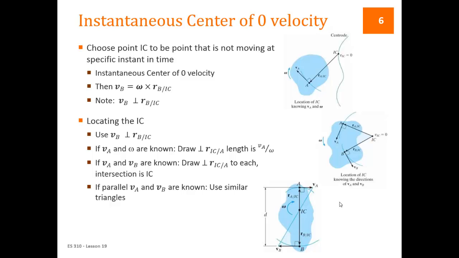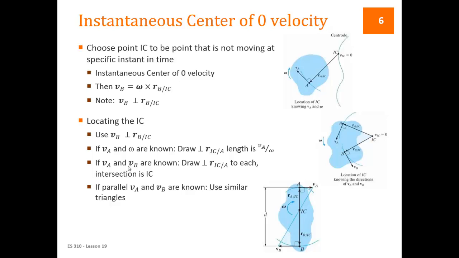Well, for one thing, we recognize that our radius from our point relative to our instantaneous center is going to be perpendicular to the velocity of our point. Using that, we can locate IC. We can draw that perpendicular line to our velocity, and somewhere on that line is IC. If we know the velocity of that point and omega, then we can just divide the two. We draw the perpendicular, the length is VA divided by omega.